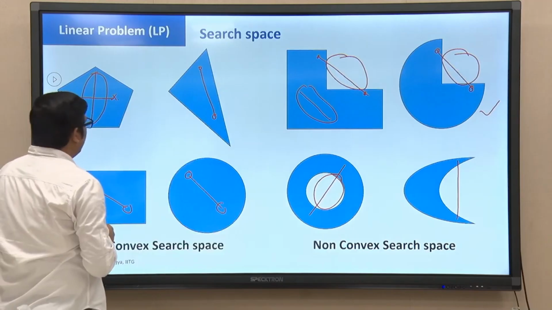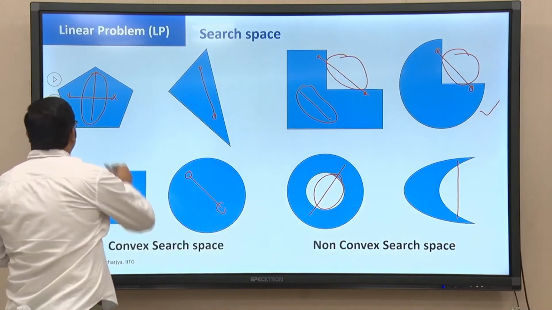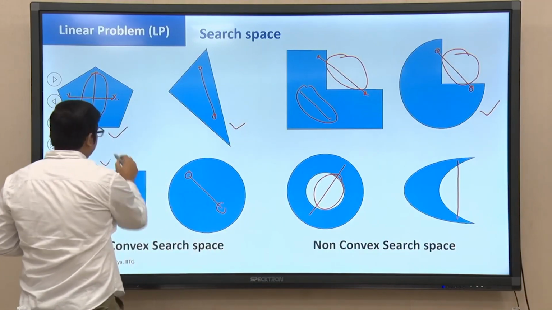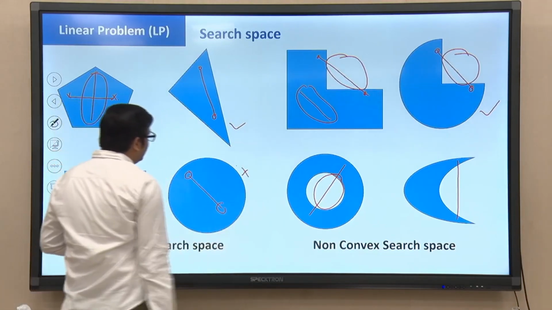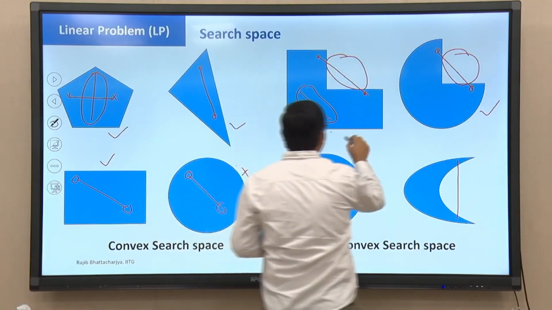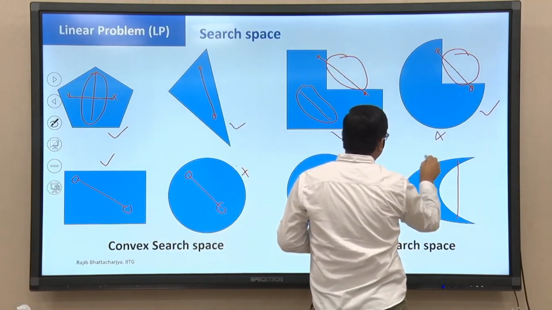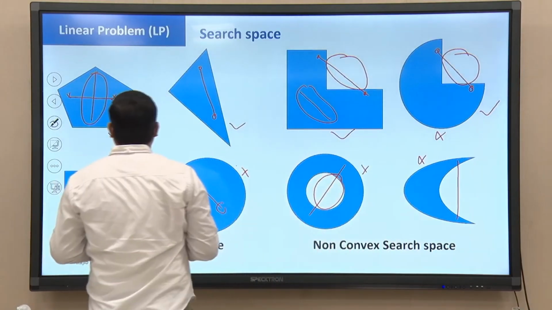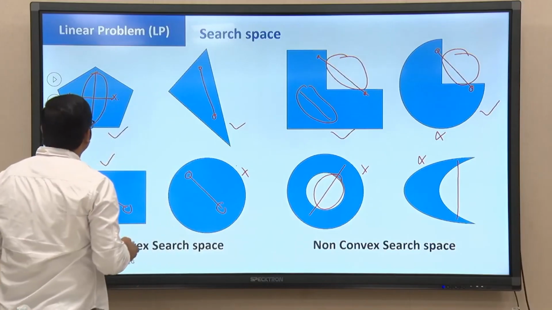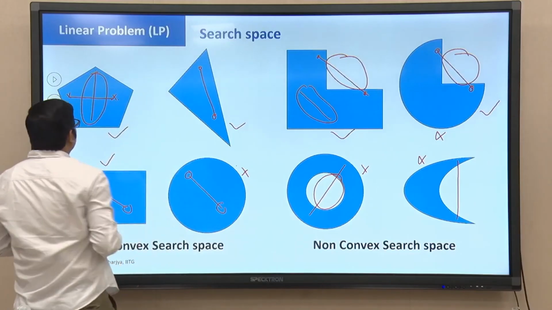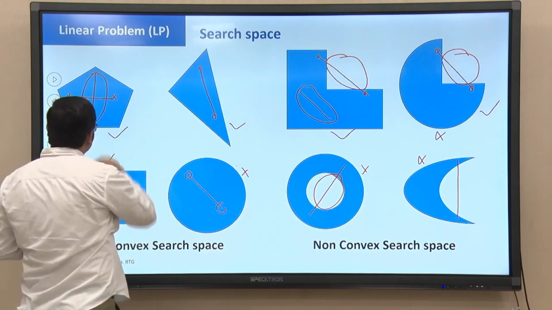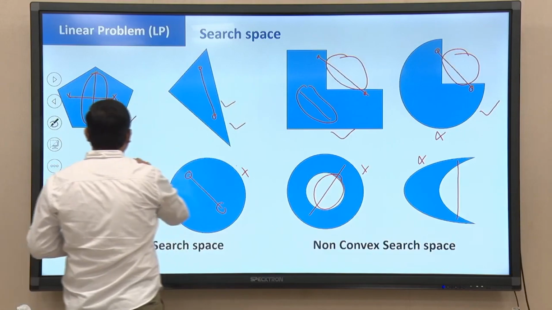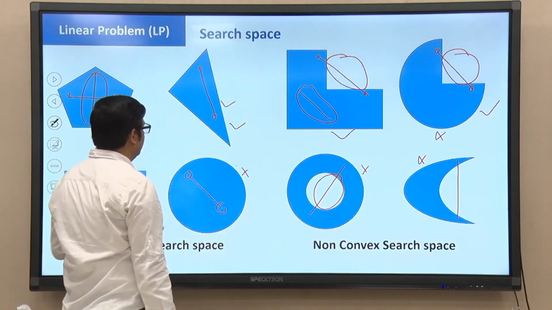Now, if you look at all these search spaces, then this is a linear search space, this is also linear, this is also linear, and this is a non-linear search space. This is linear, this is non-linear, this is non-linear, and this is non-linear. So, when we are talking about a linear problem, whatever the equations are, these equations will be linear equations. So, your search space may be like this, may be like this, may be like this. Okay.